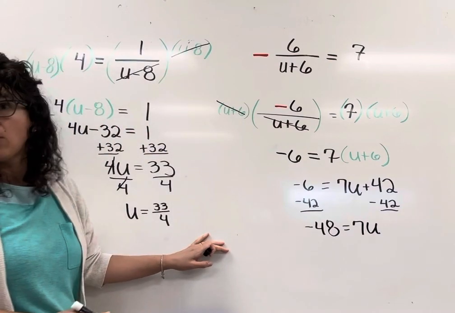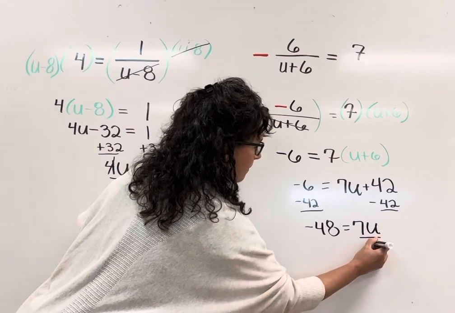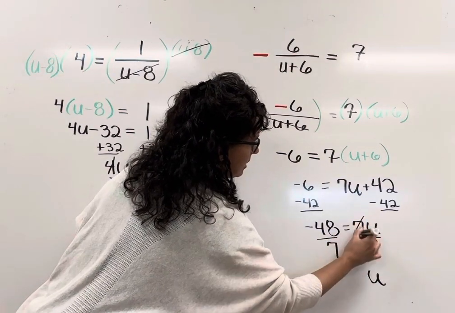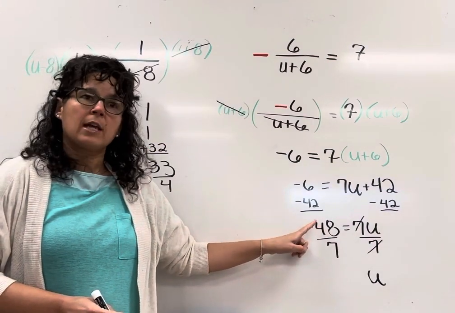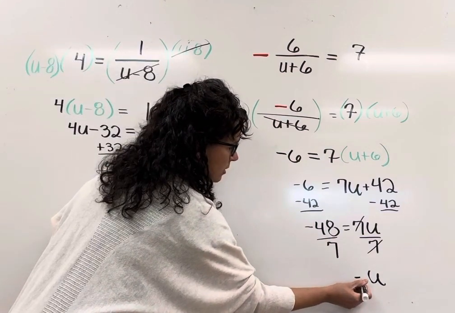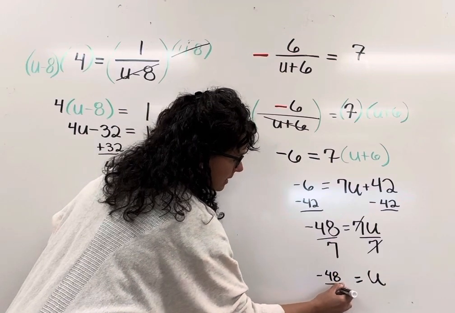Then let's get rid of multiply by 7 by dividing by 7. U equals, these 7's cancel. And 6 times 8 is 48. There's nothing that fits into 7 and 48. So my answer is going to be negative 48 over 7.